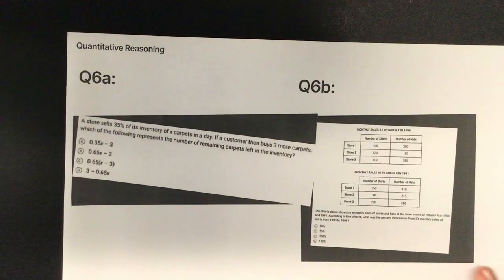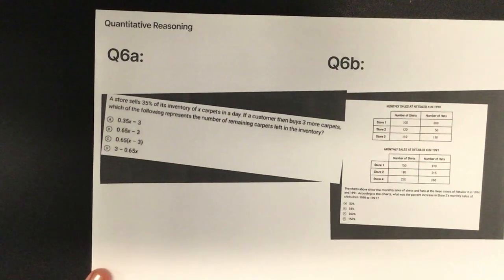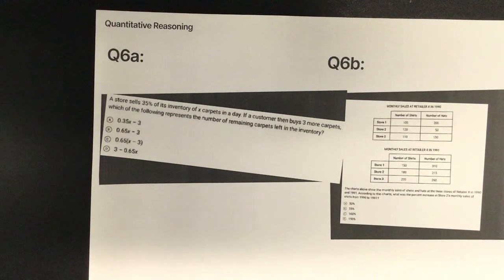We're going to look at question 6A. On 6A, Pierce, go ahead and read that one. A store sells 35% of its inventory of X carpets in a day. If a customer then buys 3 more carpets, which of the following represents the number of remaining carpets left in the inventory? All right, this question has to relate with what we talked about last class. Y'all remember the question where somebody was baking and they did not want 1/3, but they wanted to use 2/3? Yeah. Maybe not? You were absent, that's why.